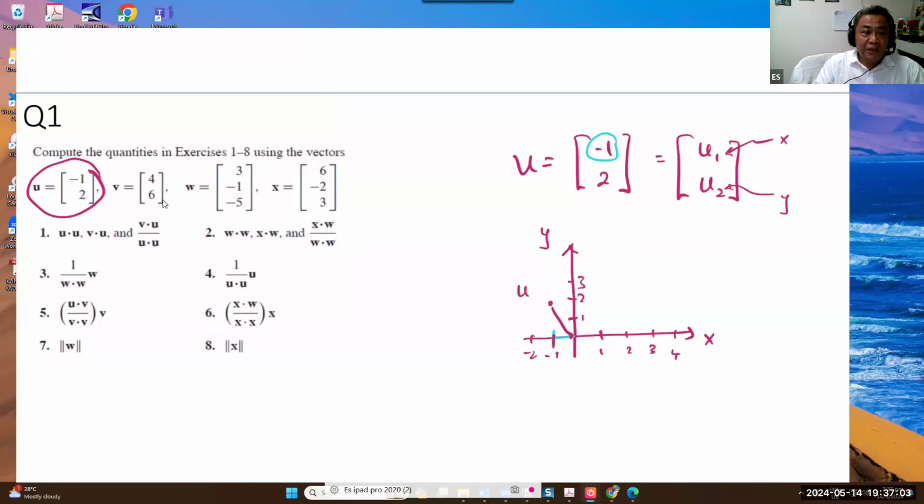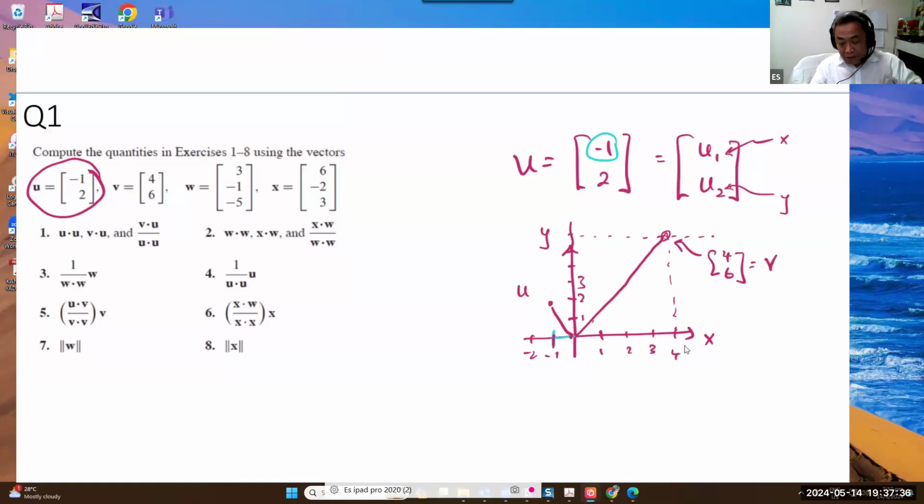And then what about v? It's (4, 6). So to do that, 4, 5, 6. We need to draw it until here. So this is 6, and here is 4. So this point is 4 along the x-axis and 6 along the y-axis, and we call this v. So now we know how to draw a 2-dimensional vector along this Cartesian plane.